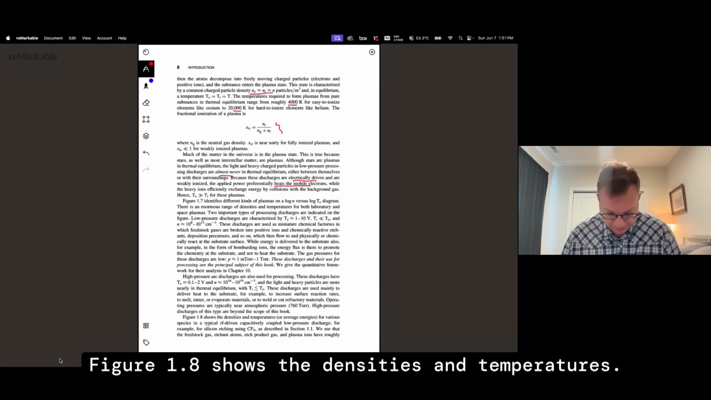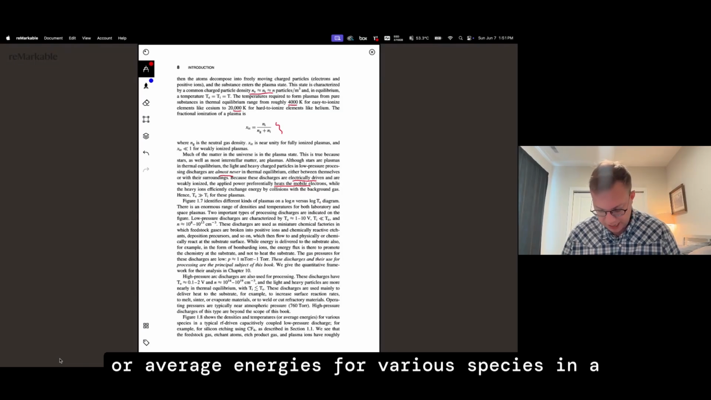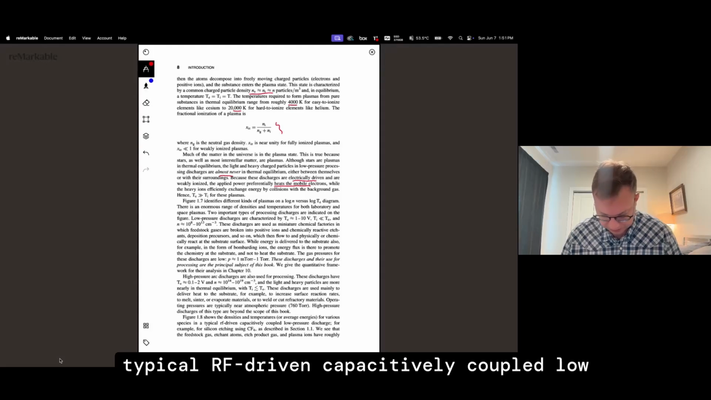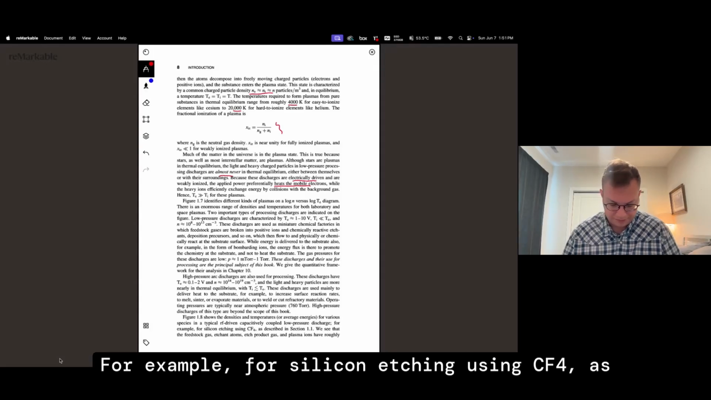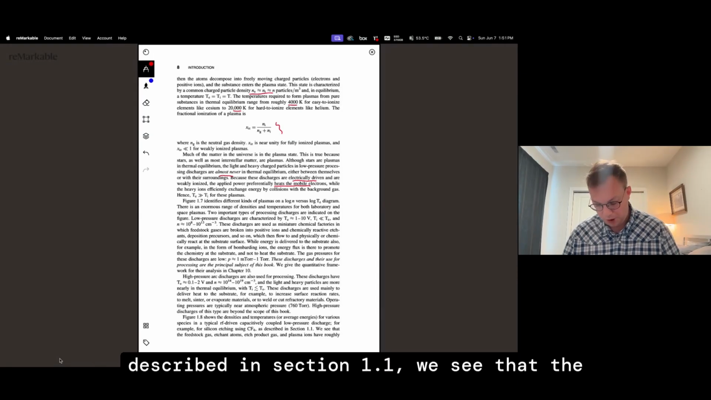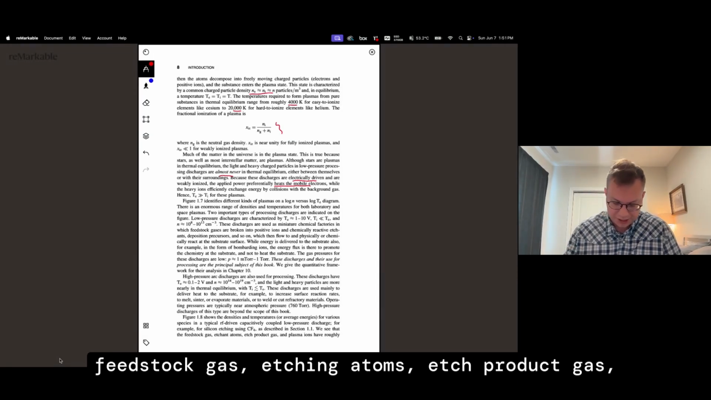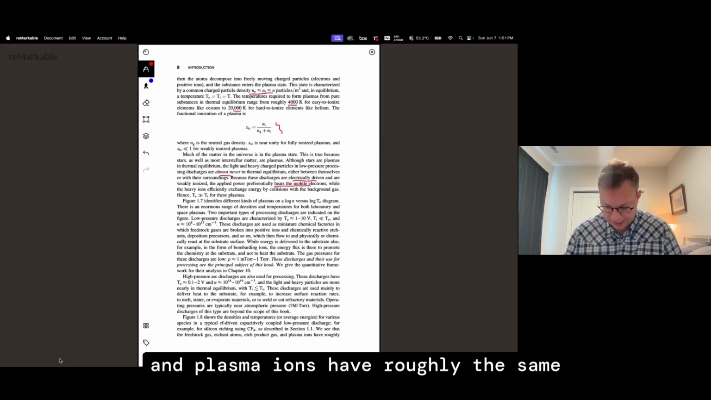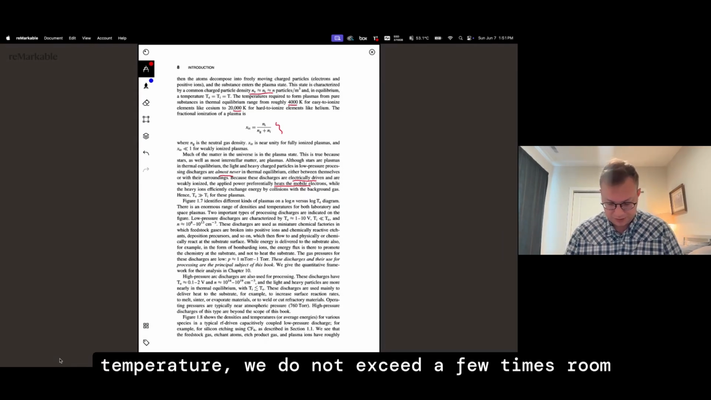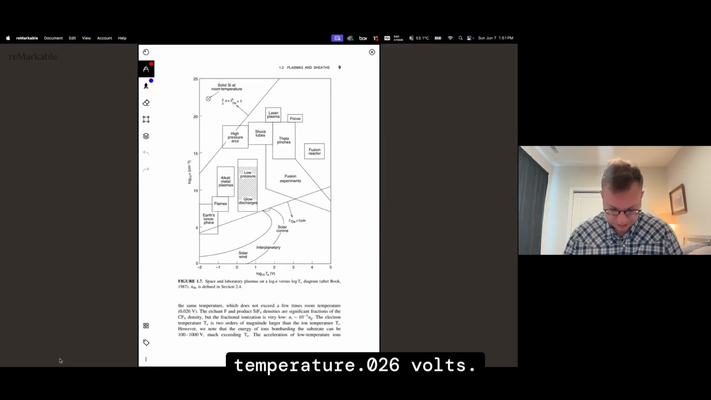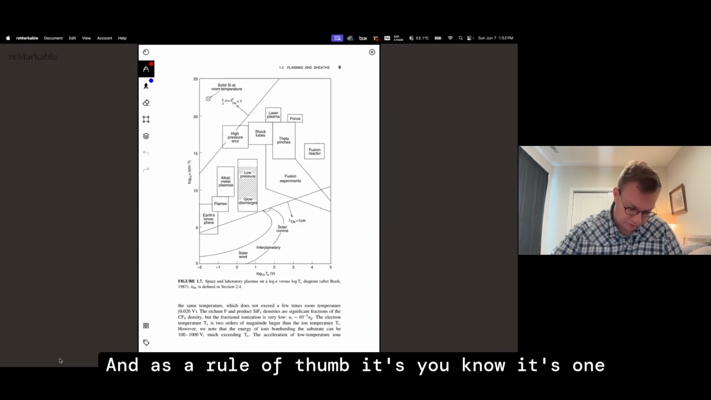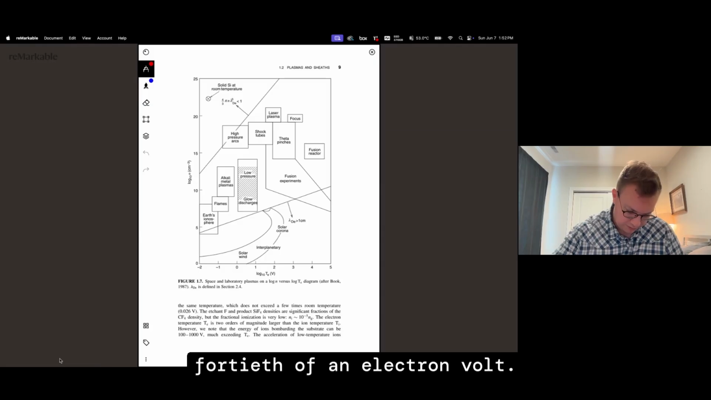Figure 1.8 shows the densities and temperatures or average energies for various species in a typical RF-driven capacitively coupled low-pressure discharge. For example, for silicon etching using CF4, as described in section 1.1, we see that the feedstock gas, etchant atoms, etch product gas, and plasma ions have roughly the same temperature, which does not exceed a few times room temperature, 0.026 volts. And as a rule of thumb, it's 1/40th of an electron volt.